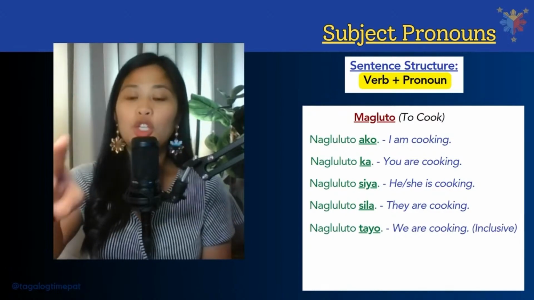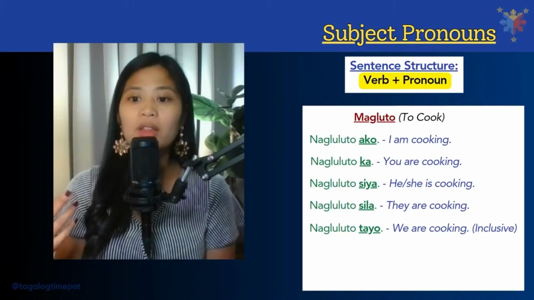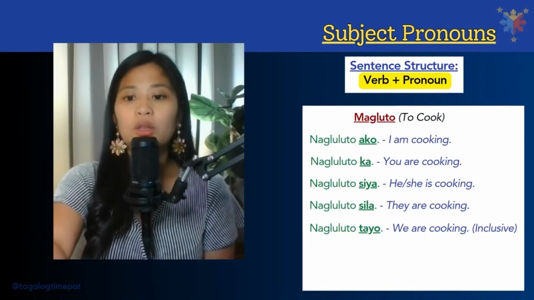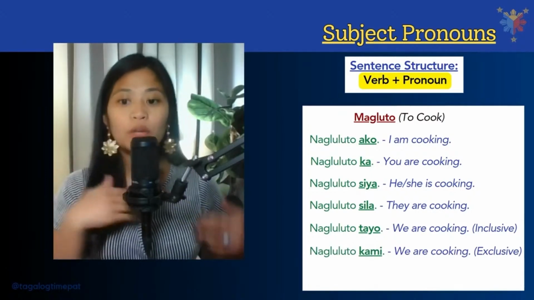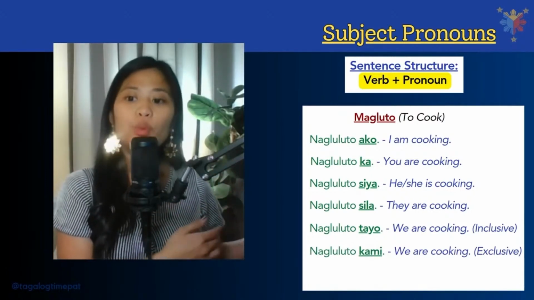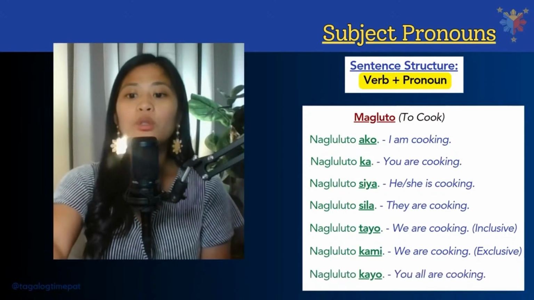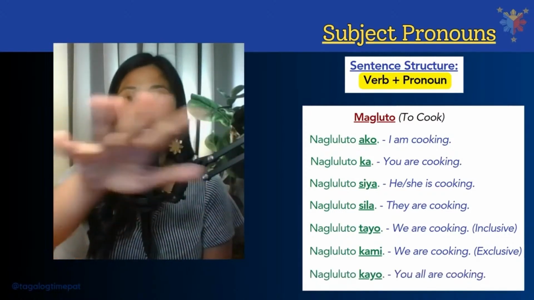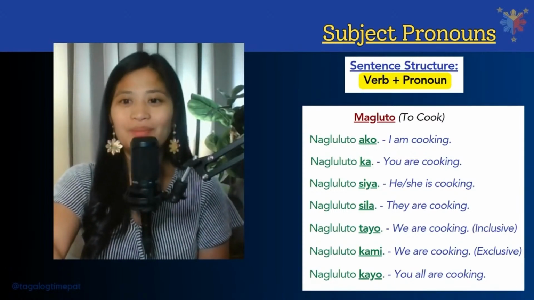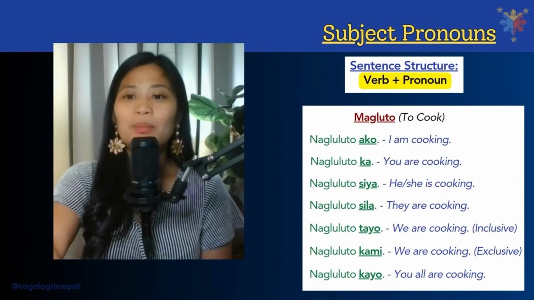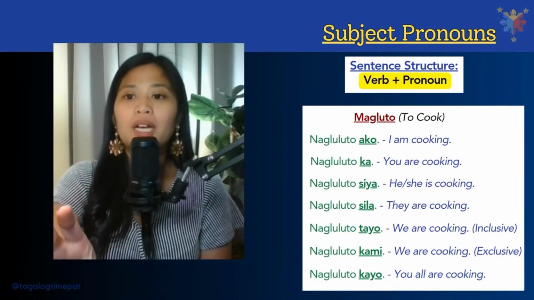Again, that's you and me and everyone in the room. We are all cooking together. Everyone is included. Nagluluto tayo. Versus nagluluto kami. Me and my husband Chris, we are cooking. That's exclusive. And then nagluluto kayo, you all are cooking. Maybe you all as a class, nagluluto kayo. All right, so all of these examples just show the simple sentence structure, verb plus pronoun.